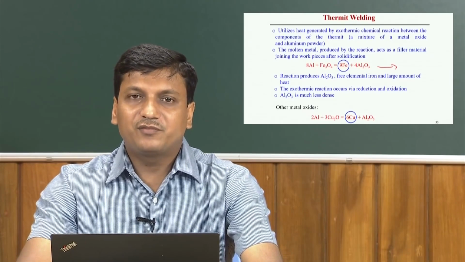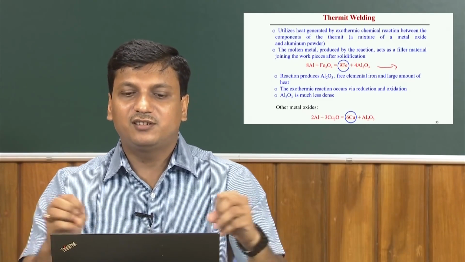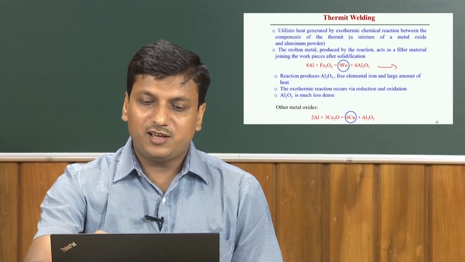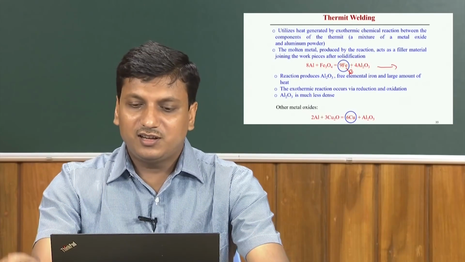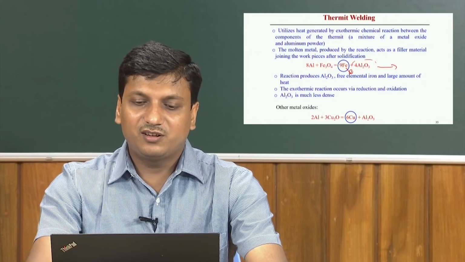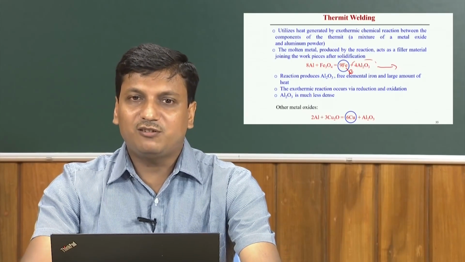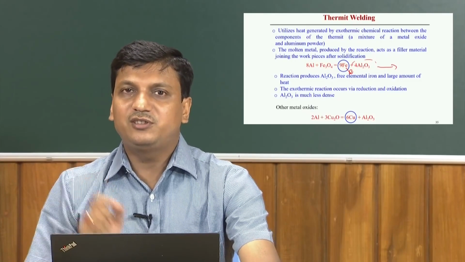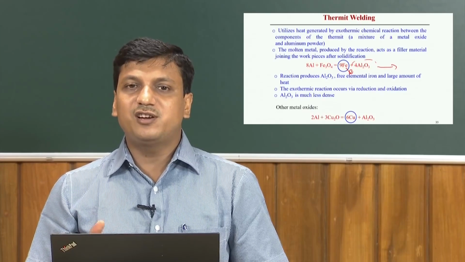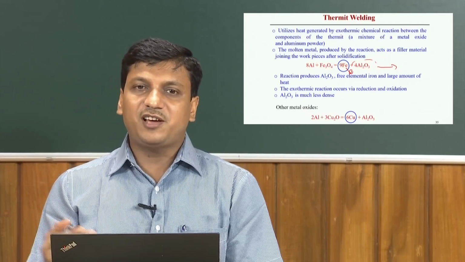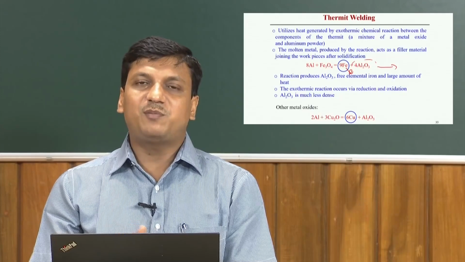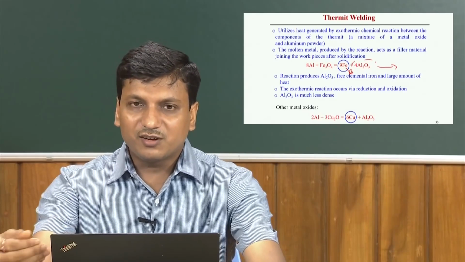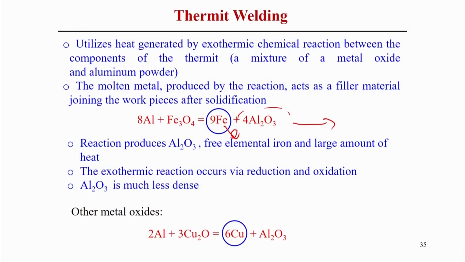aluminum and Fe3O4 react and form Fe, that means pure iron, and aluminum oxide. During this reaction it also creates heat. That heat generated is responsible for welding the two different materials, and at the same time that pure iron becomes part of the final weld joint.